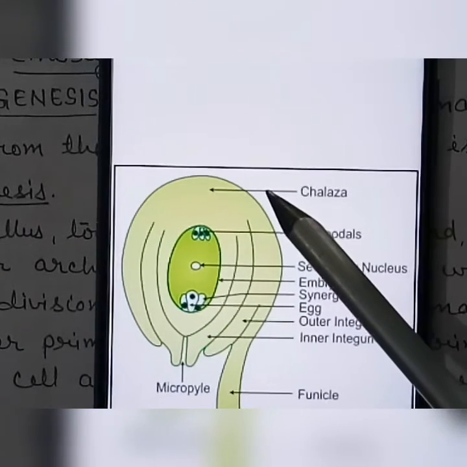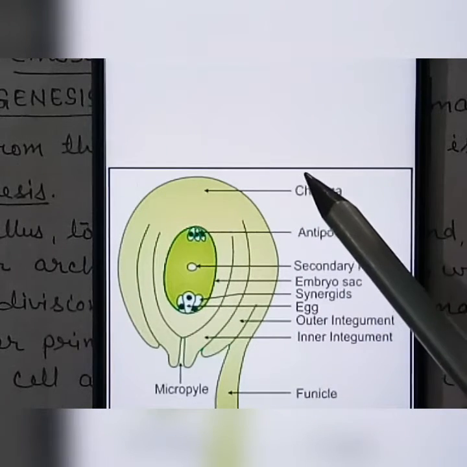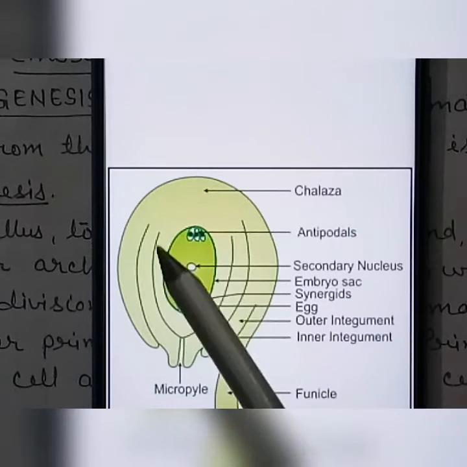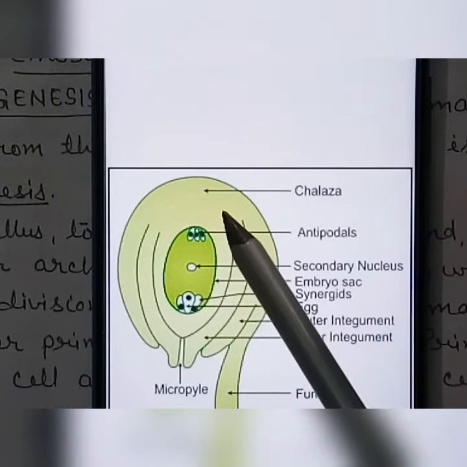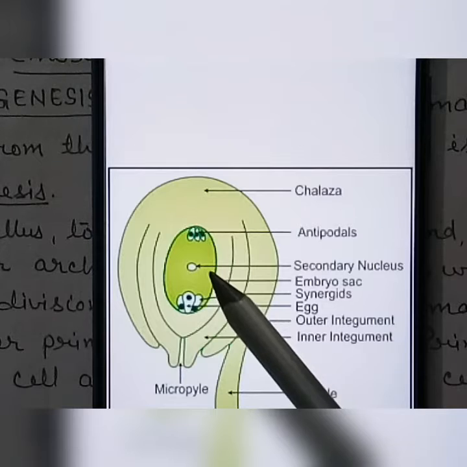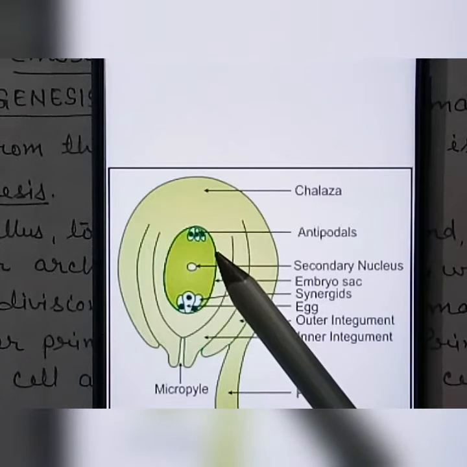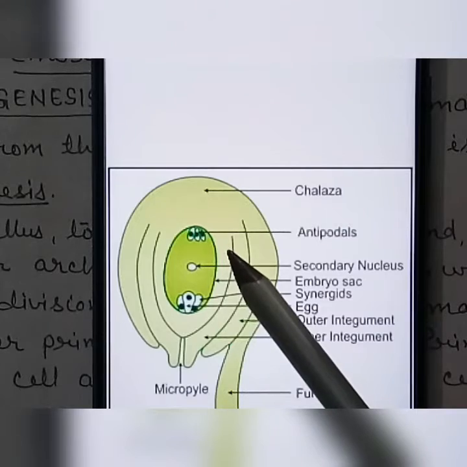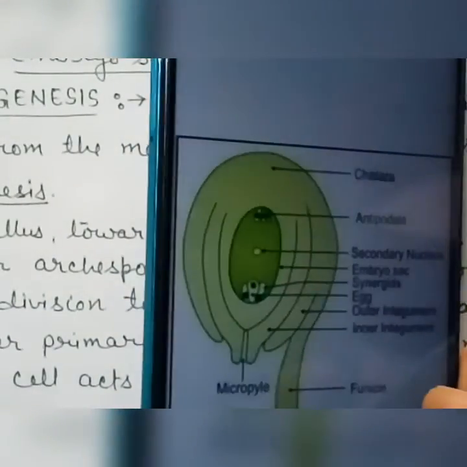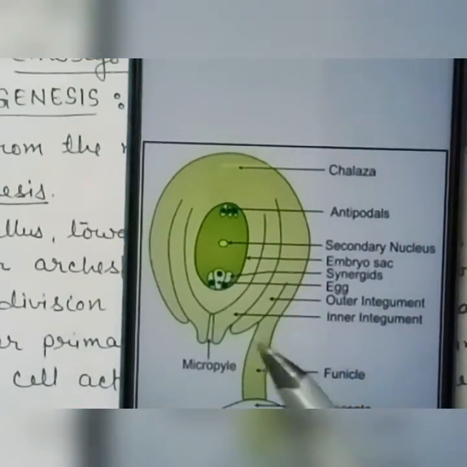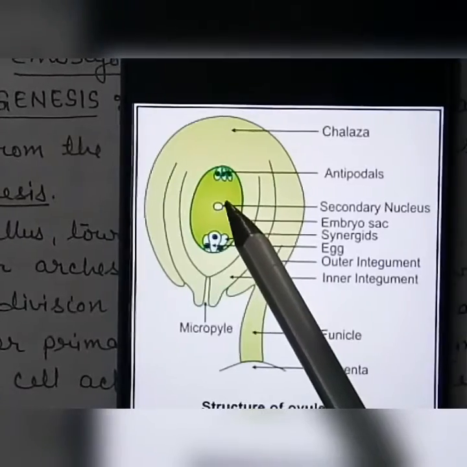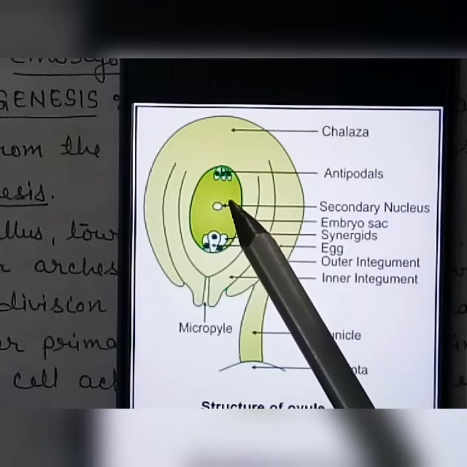The cells with reserve food material enclosed within the integument are called the nucellus. The cells that provide nutrition to the developing embryo form the embryo sac. The embryo sac is also known as the megagametophyte.